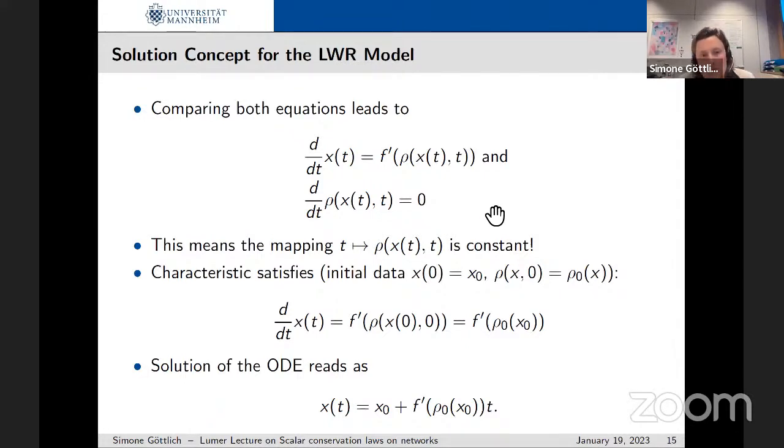And this leads to the interpretation that the characteristic satisfies for this kind of initial data that this equation here is fulfilled. And this is nothing else than an ordinary differential equation, where the right-hand side is independent of t. So now we can integrate and write down the solution of the characteristic given by this equation here as straight lines, where the information about the flux function dependent on the initial value is needed.